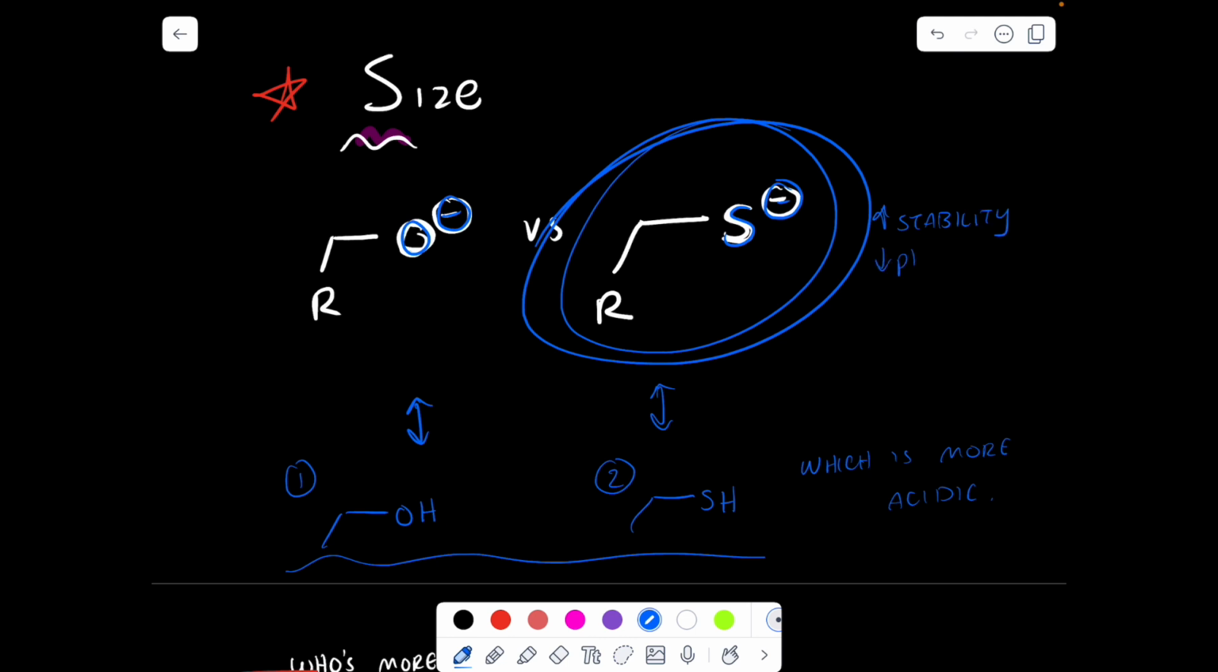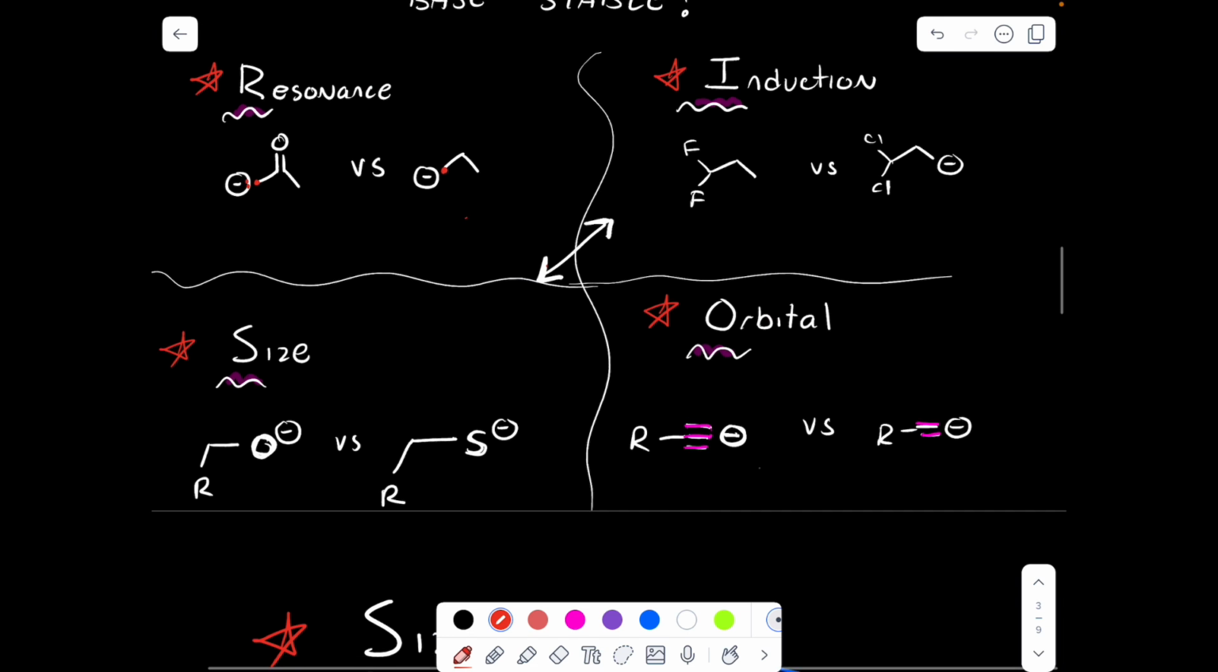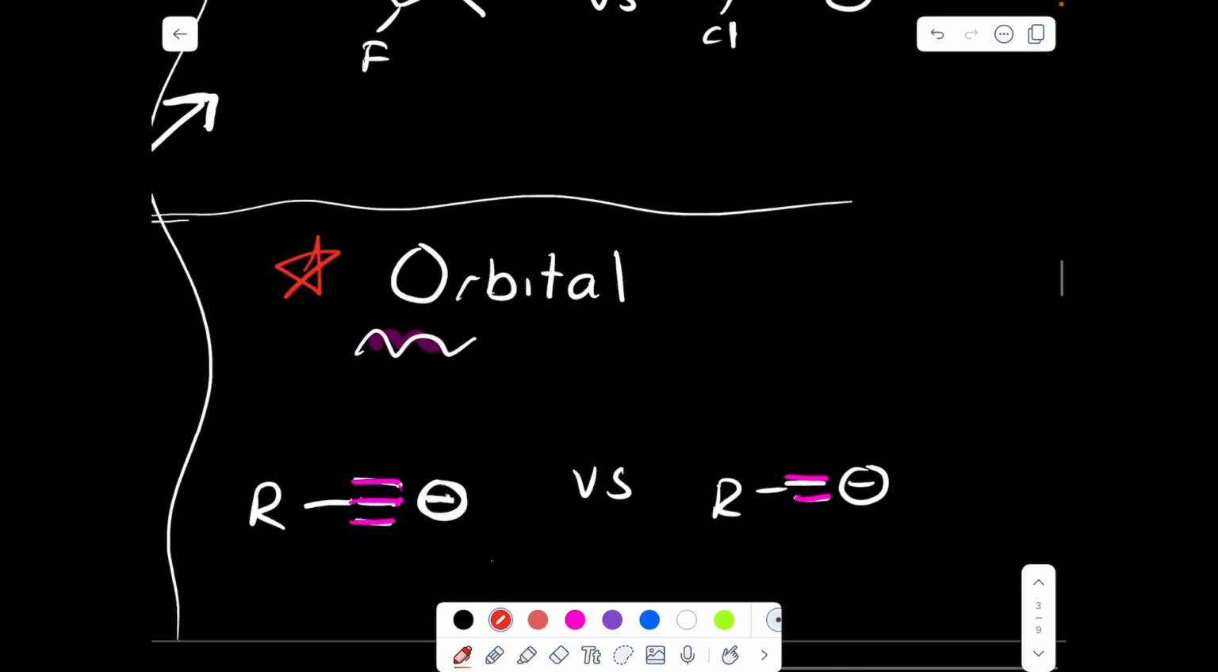So it's going to decrease the pKa of the acid and increase the acidity of this guy. So this one would be more acidic. We're going to look at orbital. I'm only going to briefly touch on this.